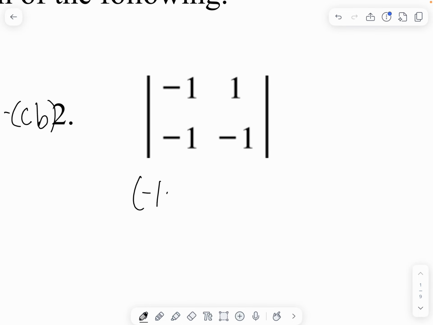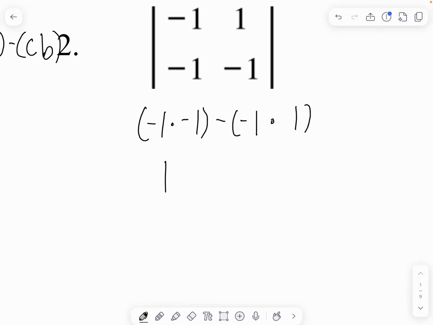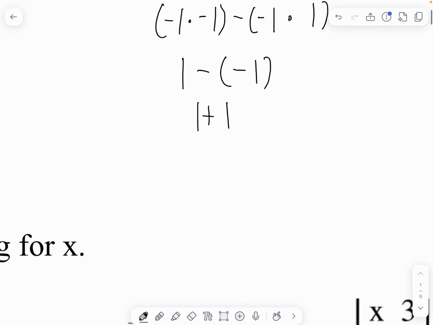So negative 1 times negative 1 minus negative 1 times 1. Okay, now we need to multiply and simplify everything out. So 1 minus negative 1, so 1 plus 1, so 2.